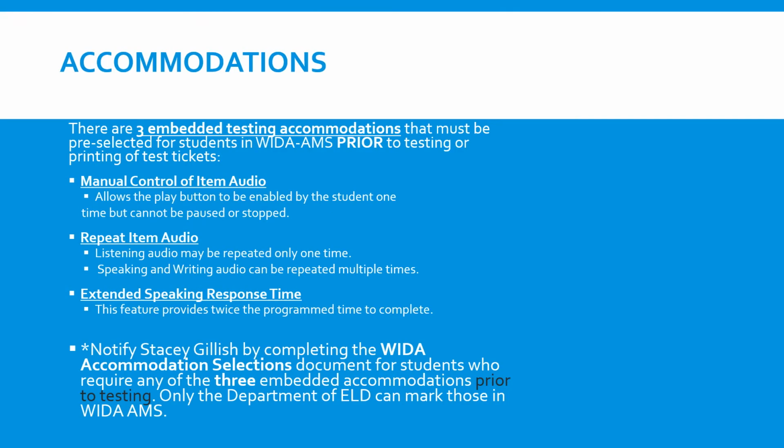There are 3 embedded test accommodations that must be pre-selected for students in WIDA AMS prior to testing or printing of test tickets. Those are manual control of item audio, repeat item audio, and extended speaking response time. You will need to notify me by completing the WIDA accommodation selection document for each student who requires any of these 3 embedded accommodations. This must be done prior to testing. Only our department can mark those accommodations in WIDA AMS. The form will be provided to you.